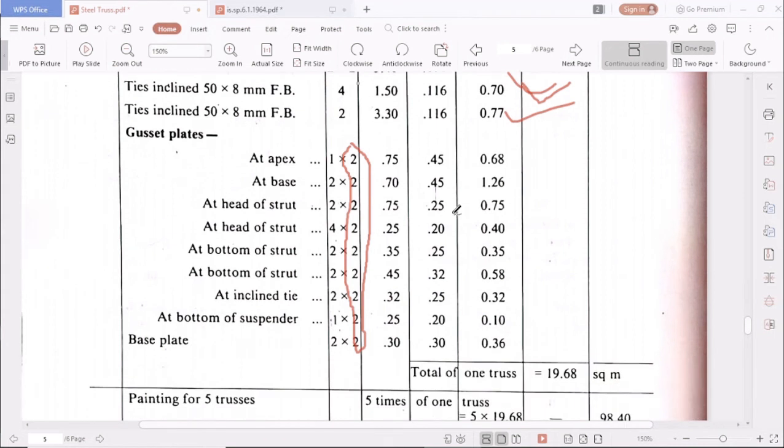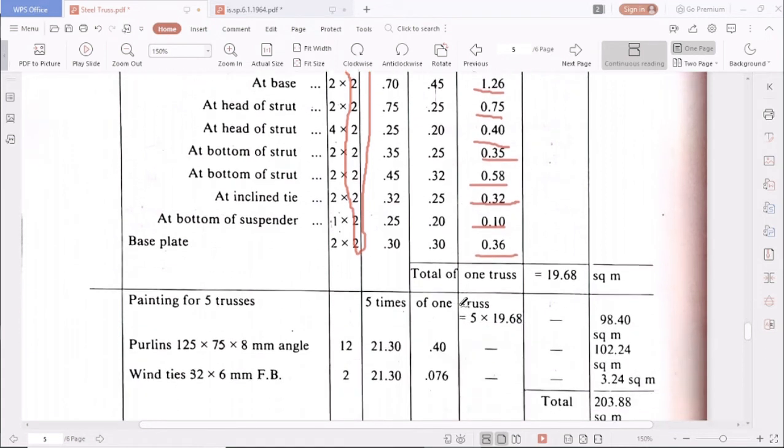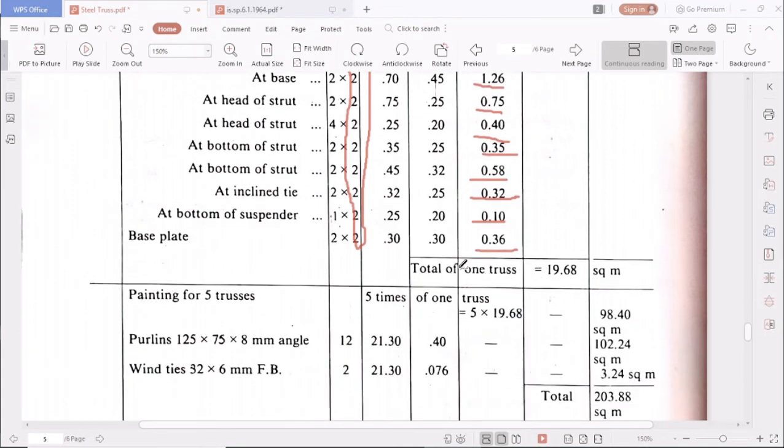Then, for the other items where all the values are the same, 1 into 2, we make the calculation for the quantity. Based upon the values we have added, we multiply by 2. So for one truss, the total painting work is 19.68 square meters.